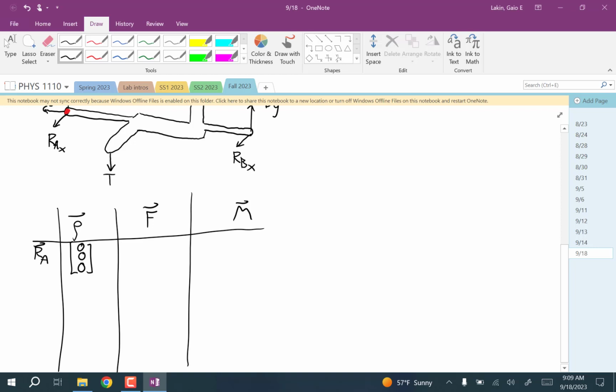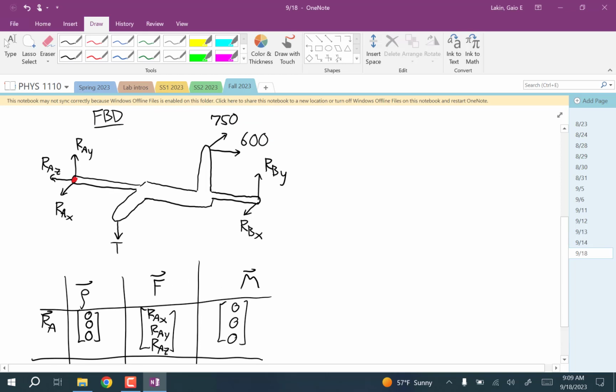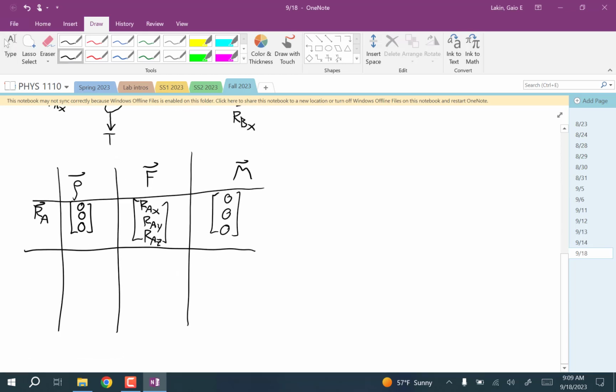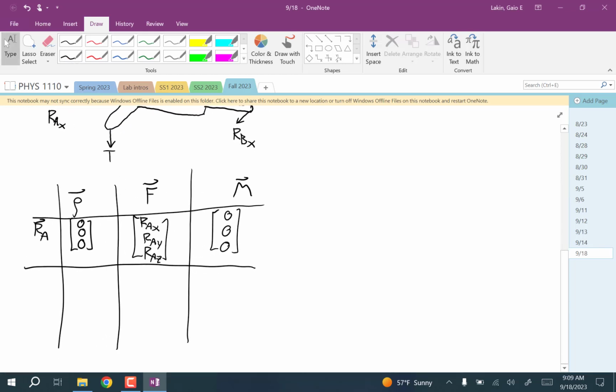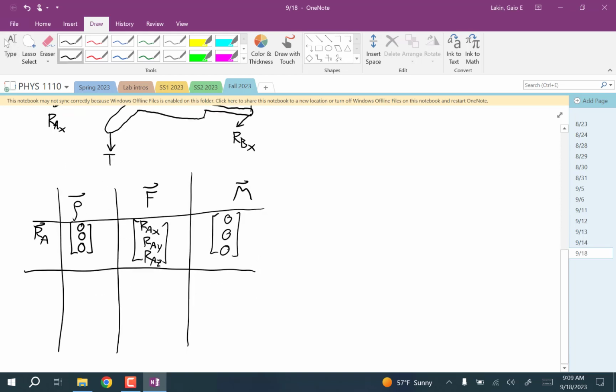Okay. 0 row vector, force vector is RAX, RAY, RAZ. Moment is 0. I think in 25 seconds this is going to crash, and then I'll have to restart it if the pattern holds. Then the cable force.